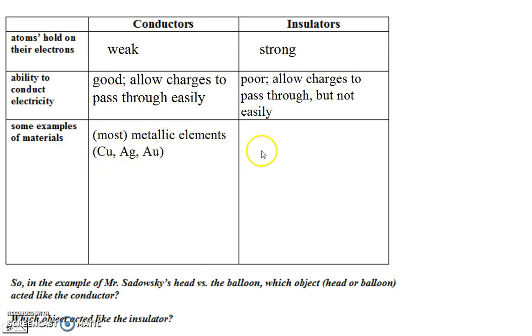Going over to the other side, what sort of materials make good insulators? Well, if most metallic elements are good conductors, most non-metallic elements are good insulators. Now, I'm saying most for both of these because there's a whole spectrum of conductivity. A lot of metals are good conductors, but there are some metals that just aren't. A lot of non-metallic elements are good insulators. They don't conduct very well, but some of them actually conduct pretty well. So I put the word most here to indicate that there's a whole spectrum of them.